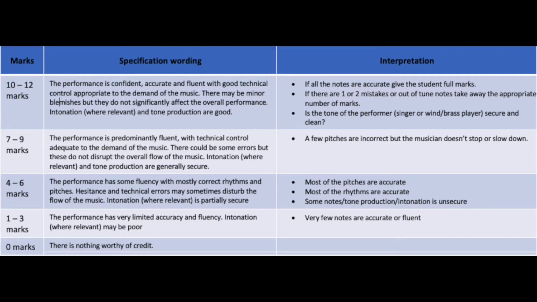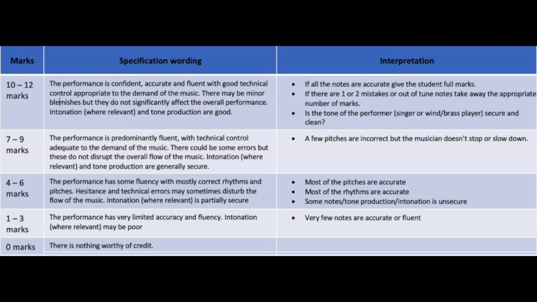So the specification says the performance is confident, accurate and fluent with good technical control appropriate to the demand of the music. There may be minor blemishes, but they do not significantly affect the overall performance. Intonation, where relevant, and tone production are good. So I've written some interpretations for you there, and I've written, if all the notes are accurate, give the student full marks. So if the student's performance is accurate, they don't make any mistakes, give them full marks. They'll get 12 in this section.